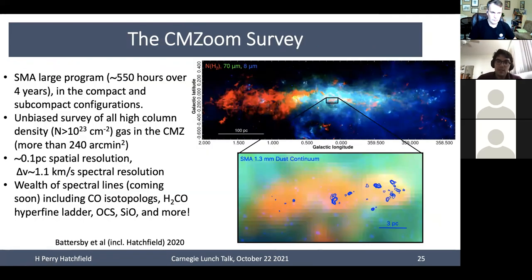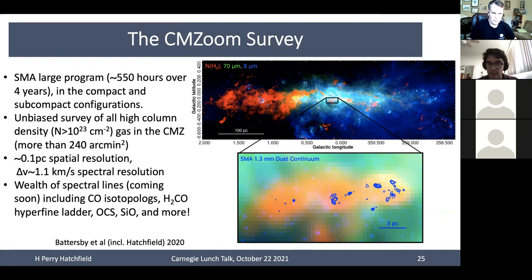So to set out to survey all of this, I am part of the CMZoom survey, which is an SMA submillimeter array large program. And we used about 550 hours over 4 years to survey the entire galactic center, in particular, all of the material in the galactic center that is above a column density of 10 to the 23. So basically, if there's any high column density gas in the galactic center, it was surveyed as a part of this survey.